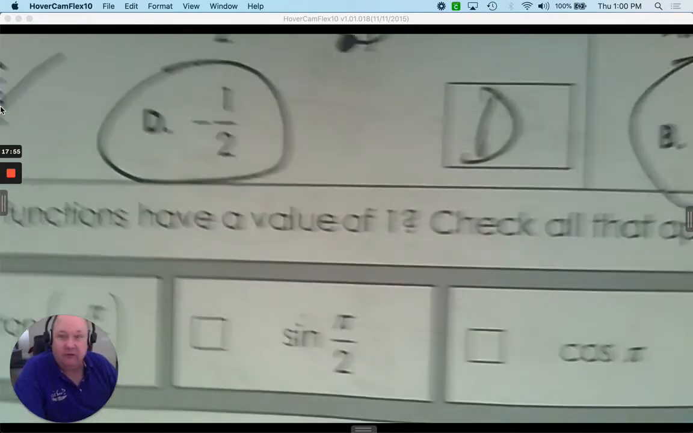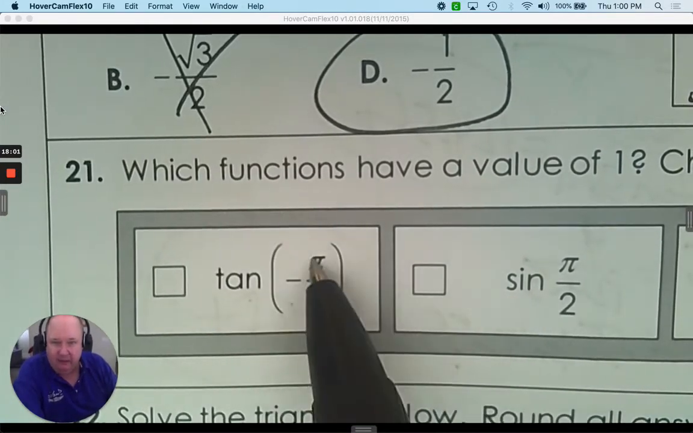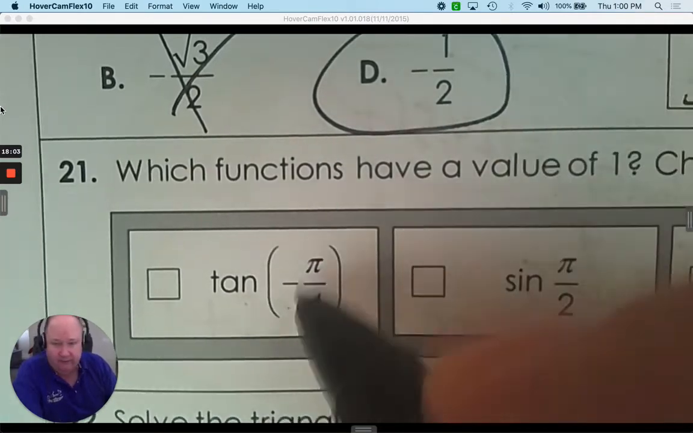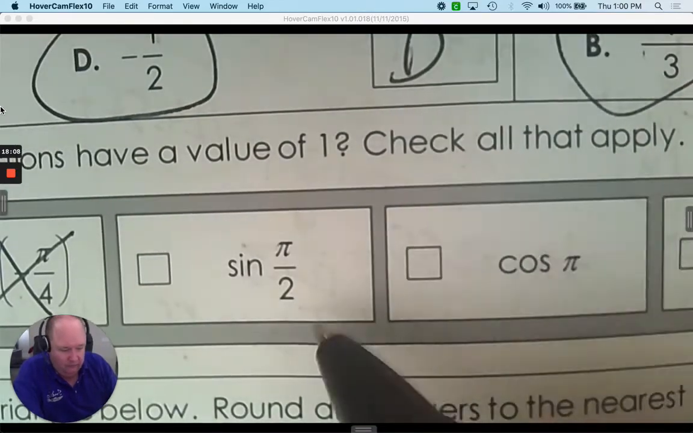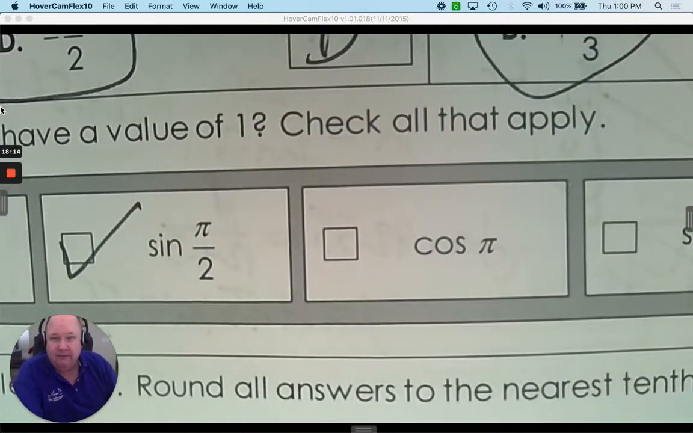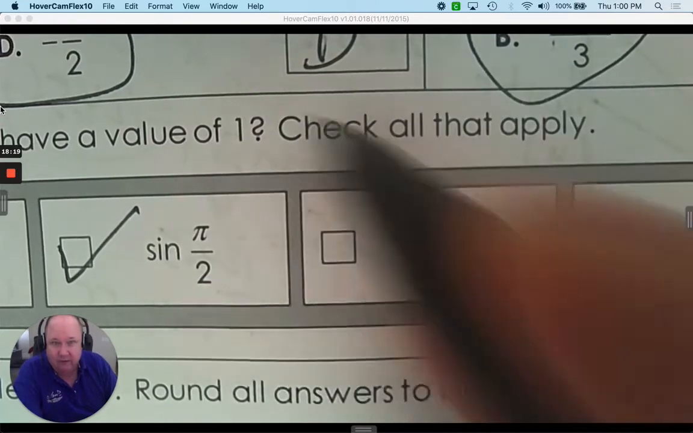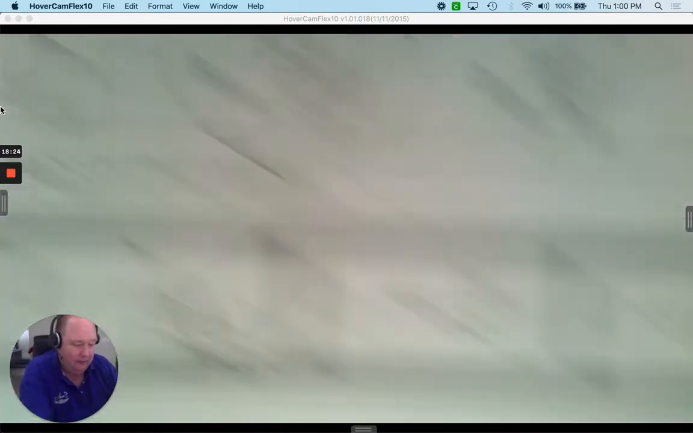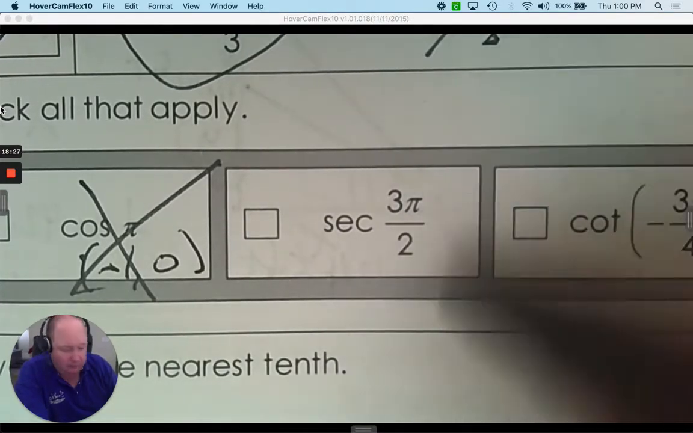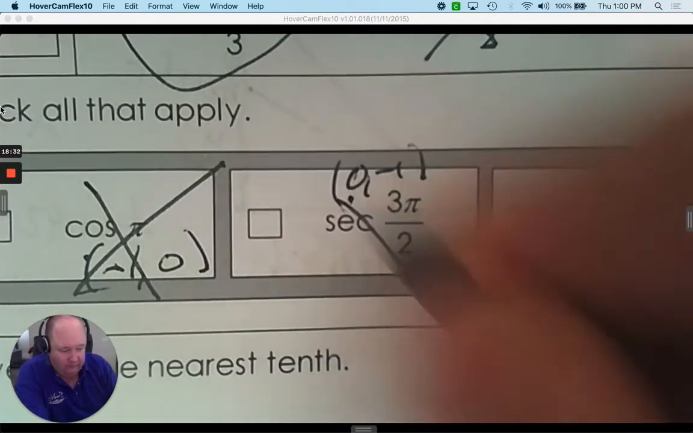21. Which functions have a value of 1? So tangent at negative pi over 4 is in quadrant number 4. This would divide to negative 1. That's not true. The value of sine at pi over 2, that's at the top of the unit circle. The y value is 1, so that's true. The value of cosine at pi is the x-coordinate there. That's negative 1 and 0, so it doesn't apply. That's wrong. The value of secant at 3 pi over 2, well, that's an asymptote. So 3 pi over 2 is 0 and negative 1. The reciprocal of the x value is undefined.